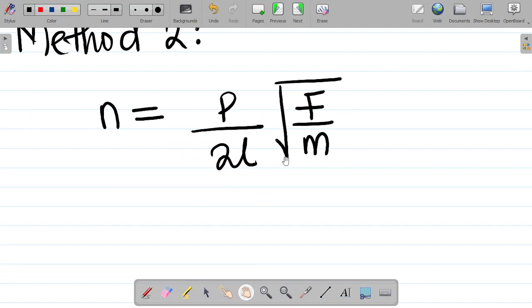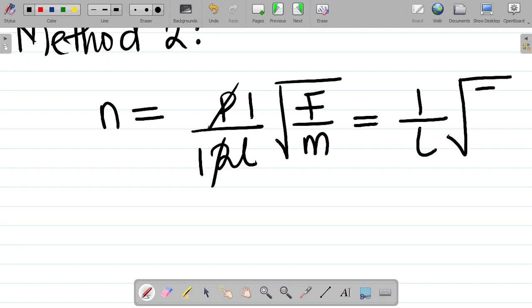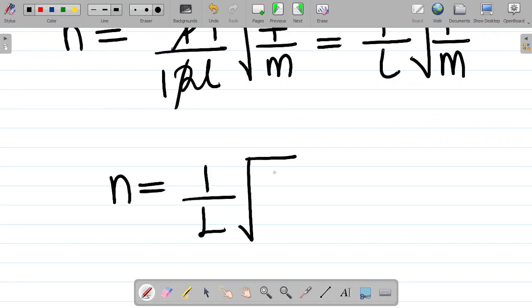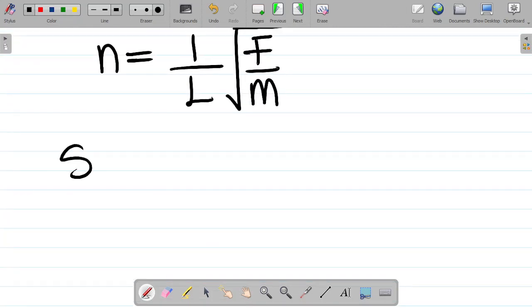Again, the first thing we have to do is to eliminate the dimensionless quantities. That's p becomes 1 and 2 becomes 1. We'll take them off and replace them with 1, and that's equal to 1 all over L square root of f all over m. So from here we'll have that n is equal to 1 all over L root f all over m. Now what do I do here? My simple task is to impute the dimensions at this point. So I'll say substituting.